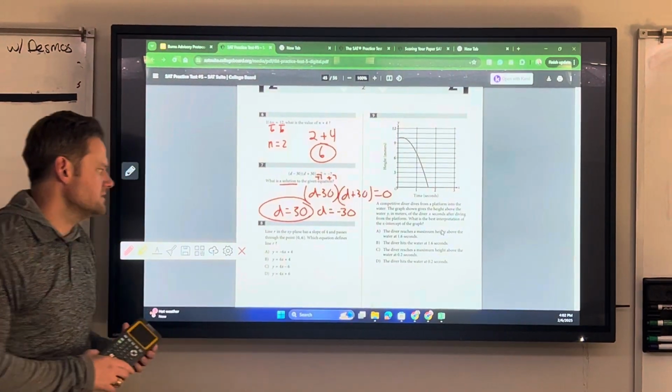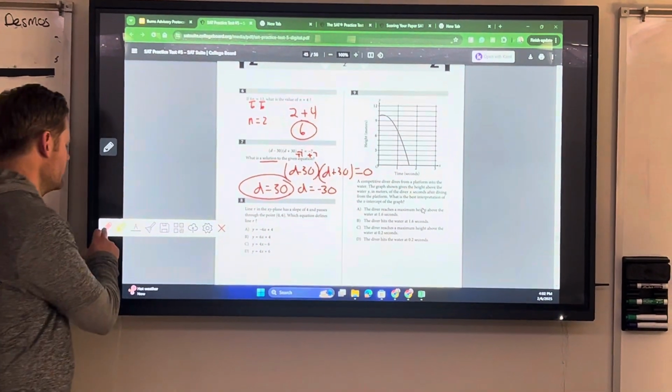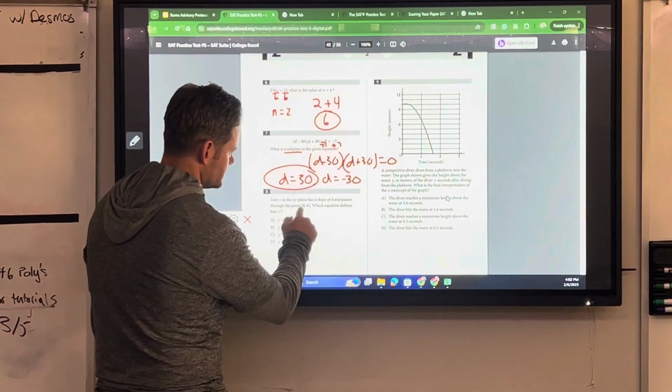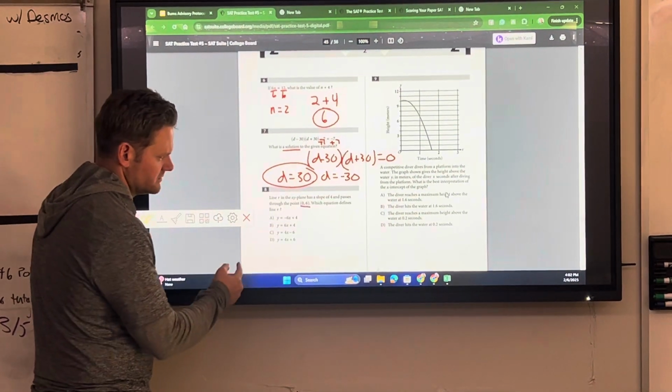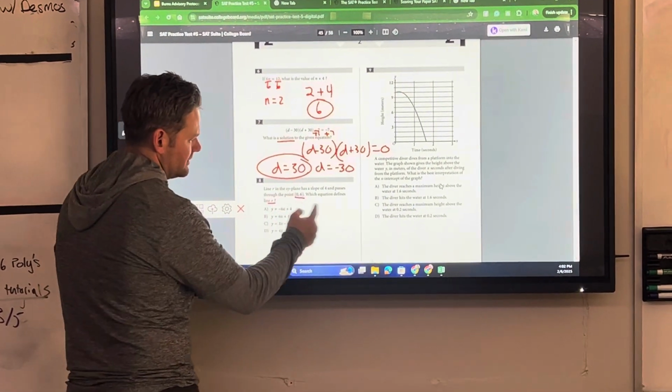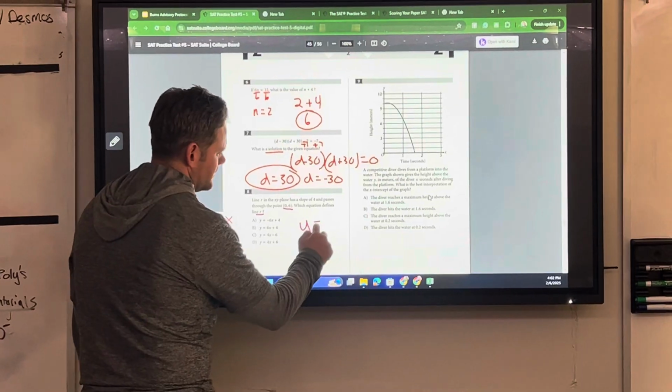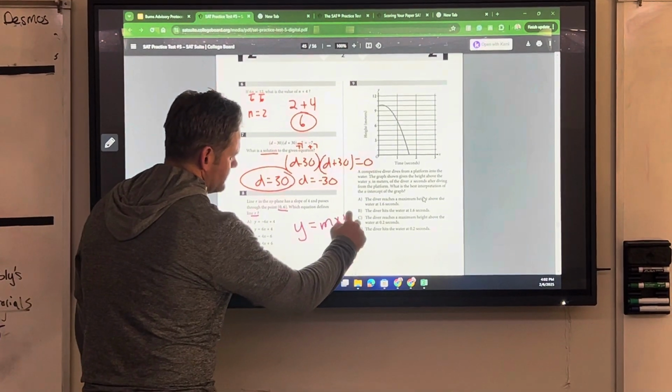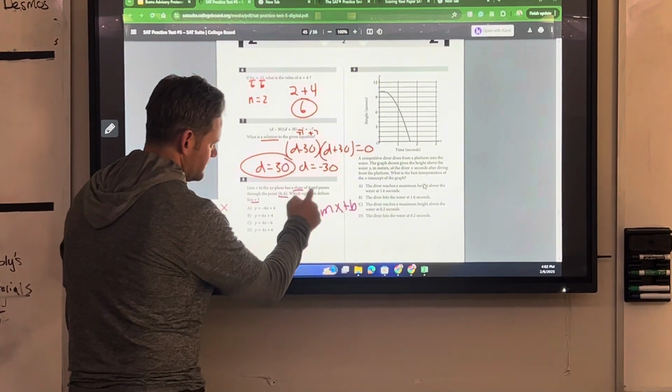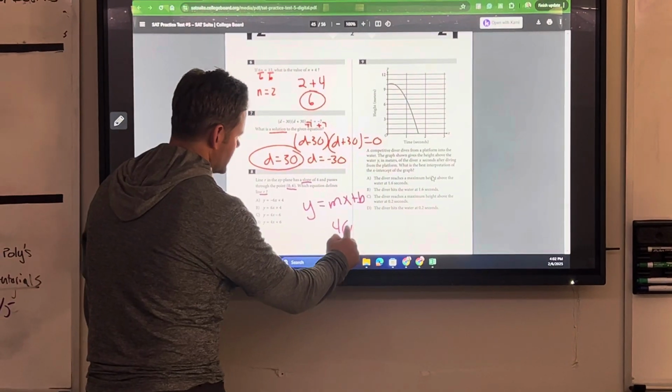Number 8, line r in the xy plane has a slope of 4, right? And it goes through the point (0, 4). Which equation could be line r? Linear, right? y equals mx plus b. Pretty simple. What's my m? Well, it's my slope, so that's 4 times x.